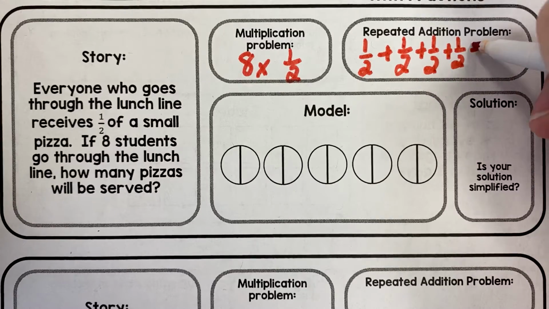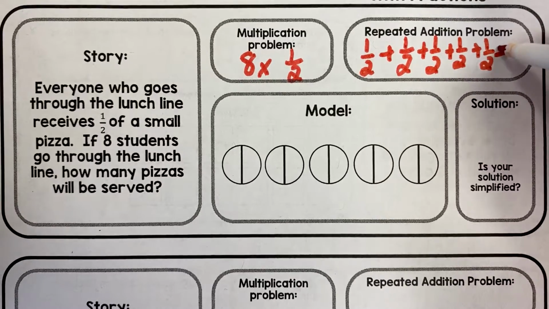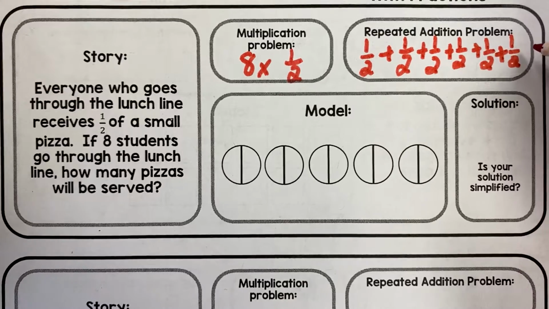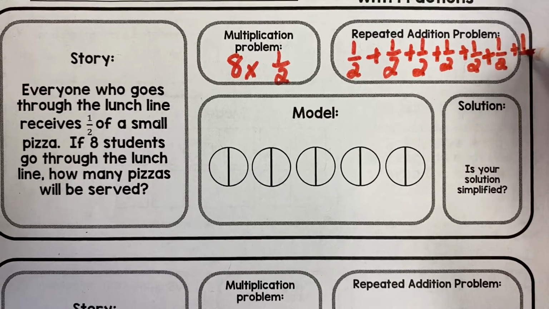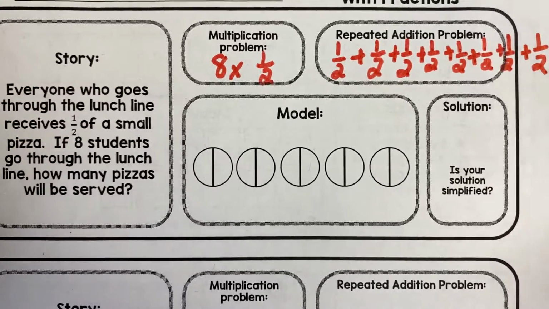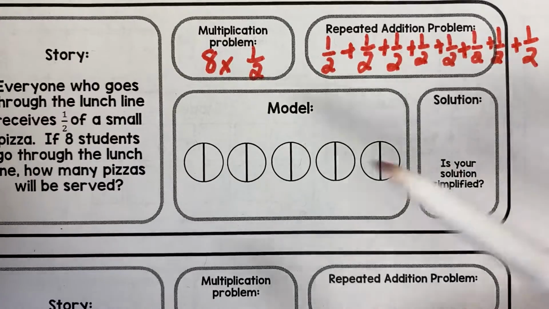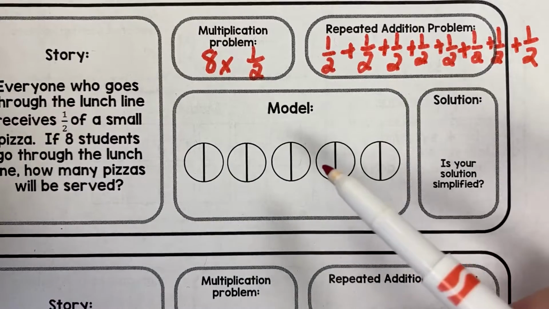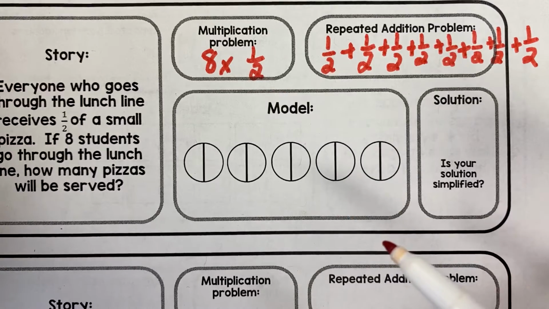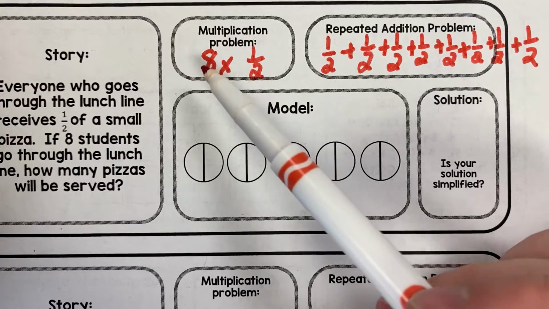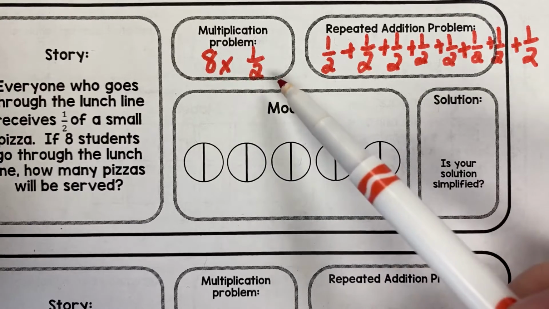So it's 4, 5, 6, gotta go a little outside, 7, 8. All right, so that's adding 1/2 8 times. Now what we're really gonna focus on for this is how we can use models to help us figure out multiplication of fractions.